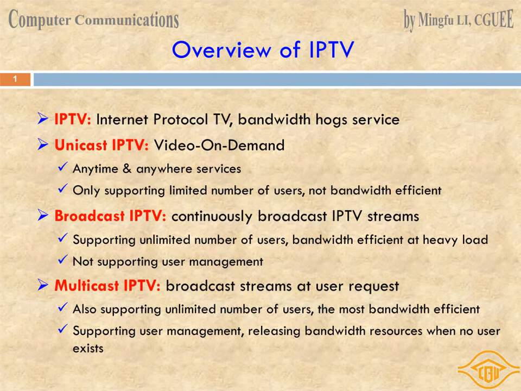IPTV is Internet Protocol Television. It is a bandwidth hog service. Frequently used transport schemes for IPTV include unicast, broadcast, and multicast. Multicast transport scheme has been proven to be the most bandwidth efficient technology.